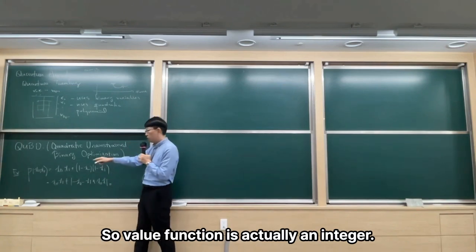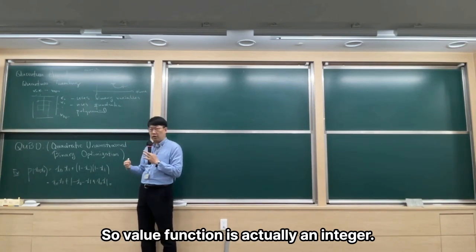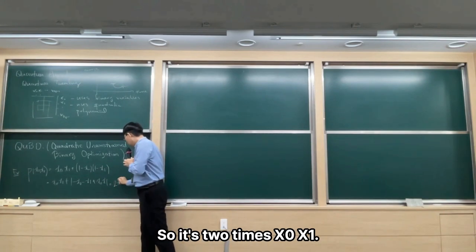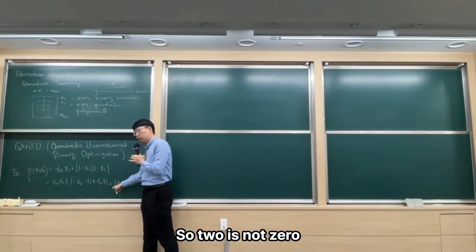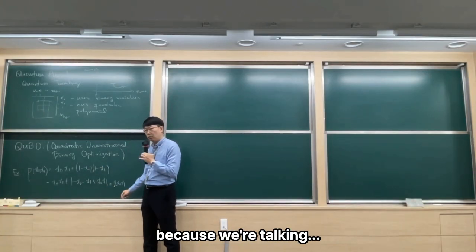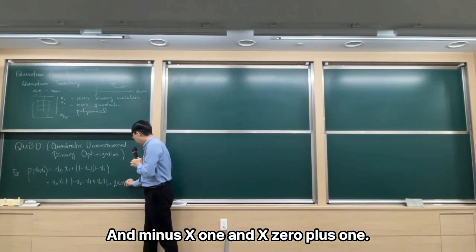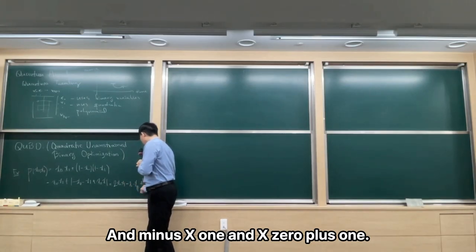So the value of the function is actually an integer. So it's 2 times x0, x1. So 2 is not 0 because we're not talking about a binary operation. And minus x1 and x0 plus 1, right?